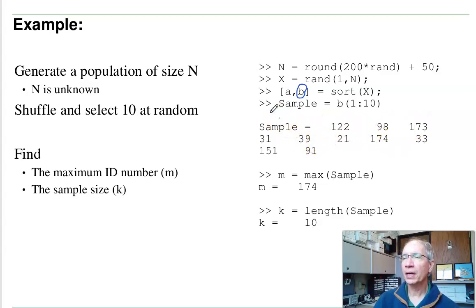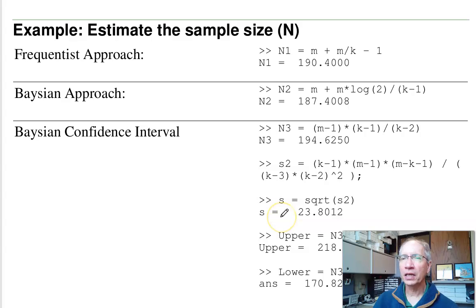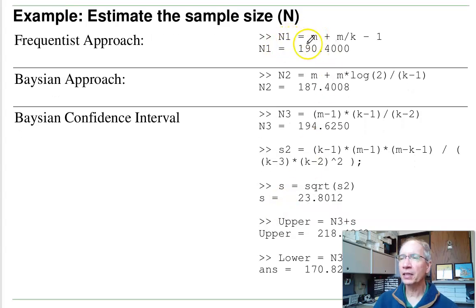From the sample, how many tanks do the Germans have? Or in this case, what is N? Well, to do that, I need to know what's the biggest number from the sample. That's 174, is this number. And how large is the sample? That's 10. Now, using those different approaches, I can say with the frequentist approach, I think N is M plus M over K minus 1. I think there's 190 tanks. Using the Bayesian approach, this formula, I think there's 187.